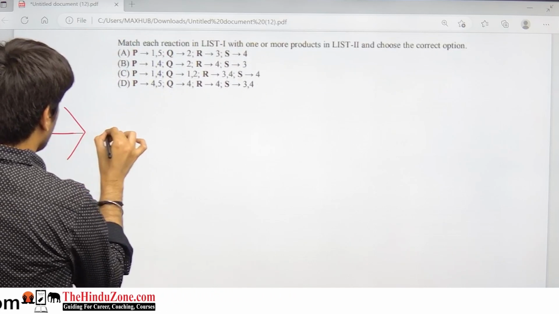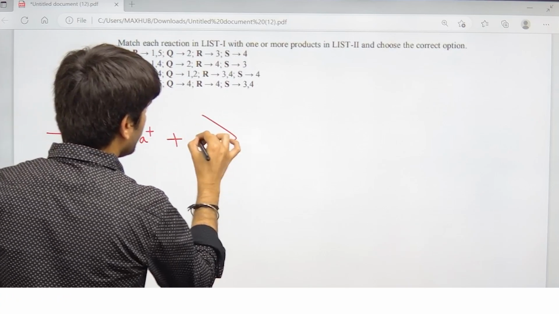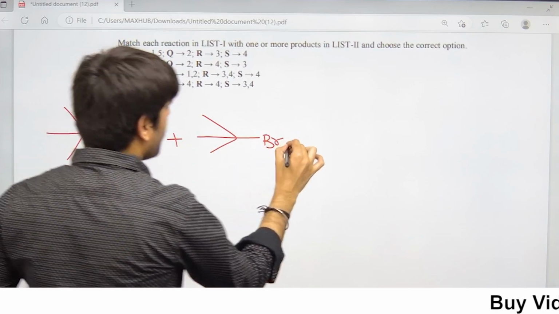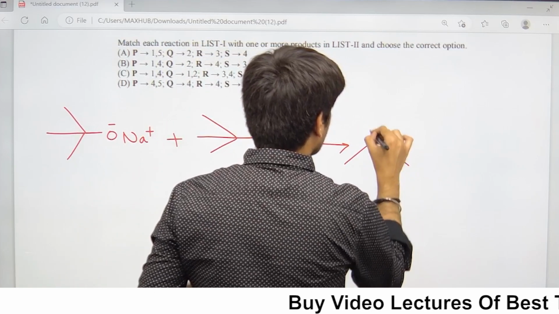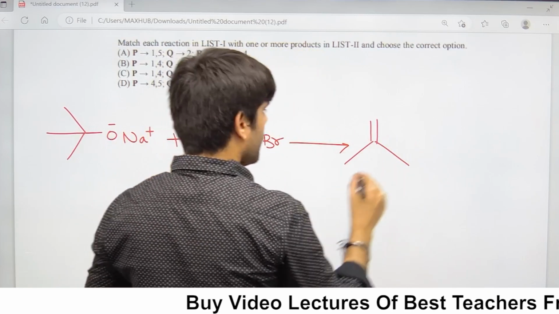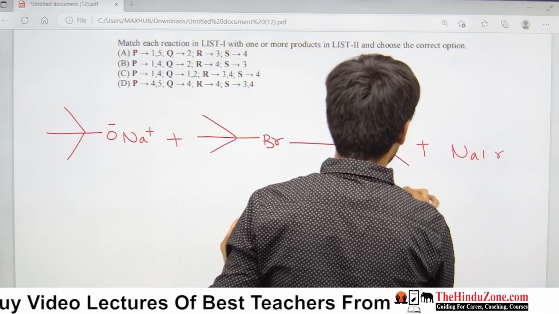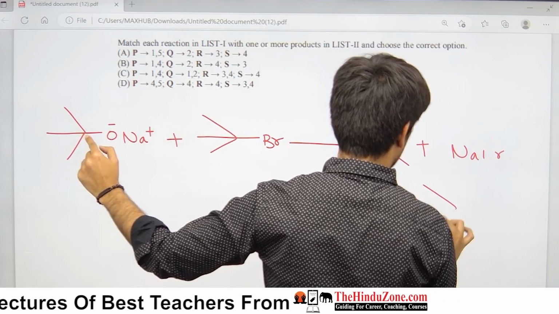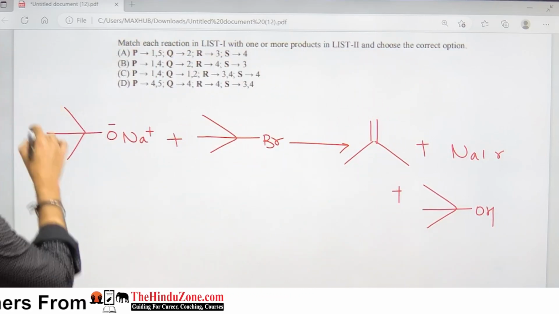Basically, in the first one, what will we get? This is your O negative Na plus and a 3 degree alkyl bromide. So basically, what are we getting? We get an alkene of this type, an elimination product, plus obviously there is the formation of NaBr, and we will also get this type of alcohol. We will also get a tertiary alcohol. So this is your P.